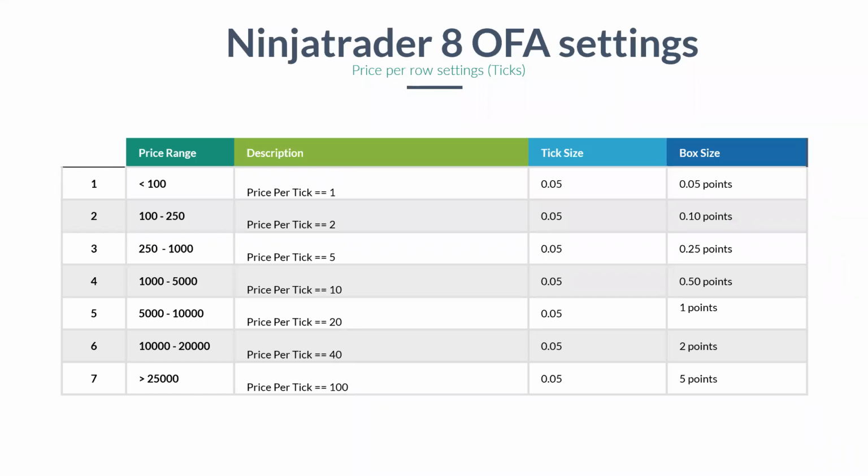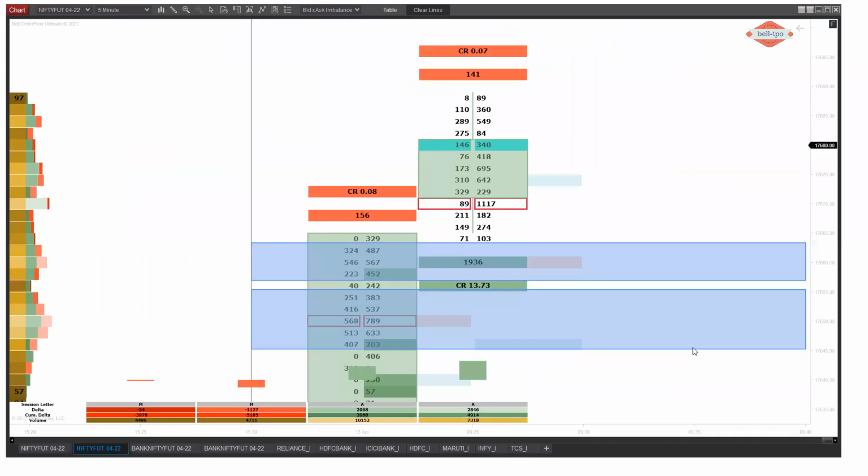For something like Nifty, which comes under the price range of 10,000 to 20,000, I use the price per tick as 40. This 40 will be multiplied with the tick size. Tick size for Nifty is 0.05, so I'll be using a 2-point TPO. It collects in boxes of 2. Every box you see on my charts is a 2-point TPO. Here I count 13 blocks, which means 13 into 2, 26 points of price action.